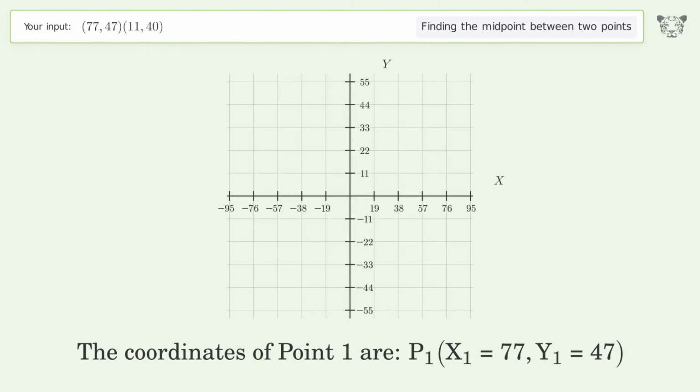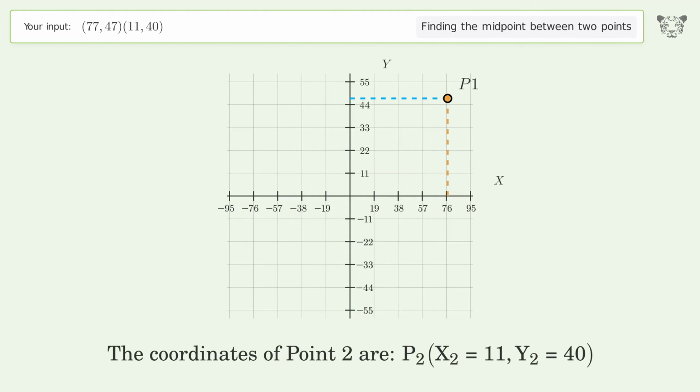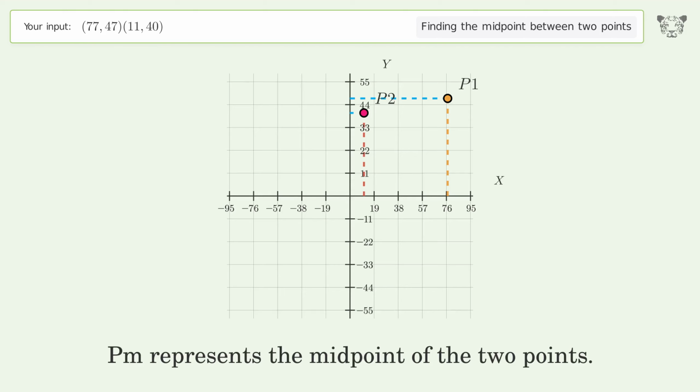The coordinates of point 1 are x1 equals 77, y1 equals 47. The coordinates of point 2 are x2 equals 11, y2 equals 40. PM represents the midpoint of the 2 points.